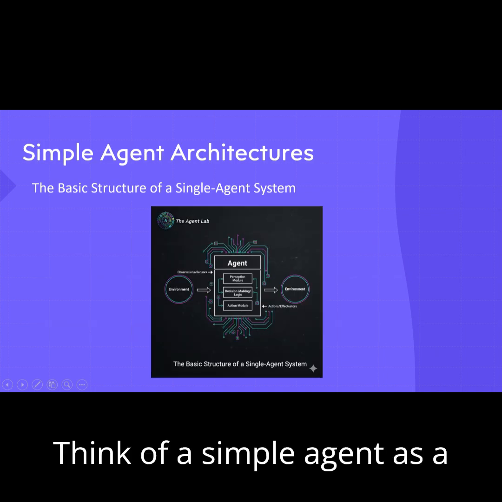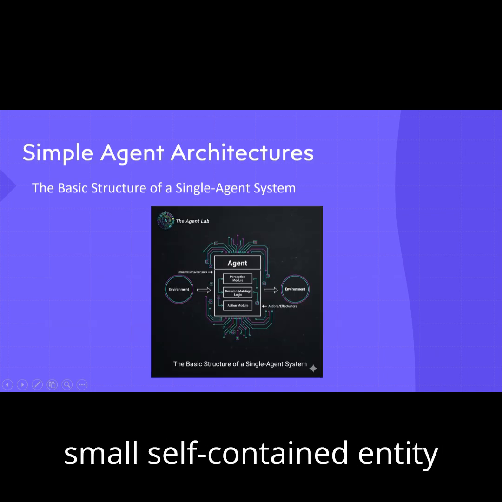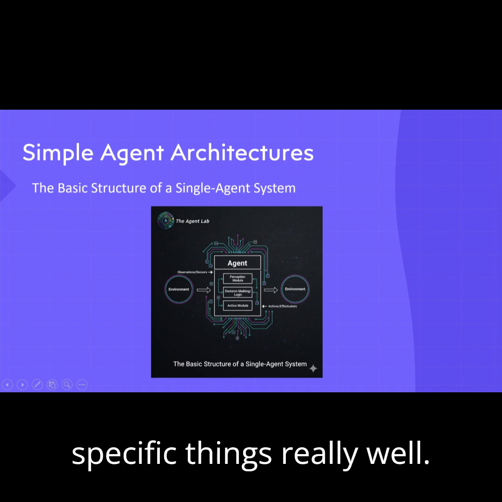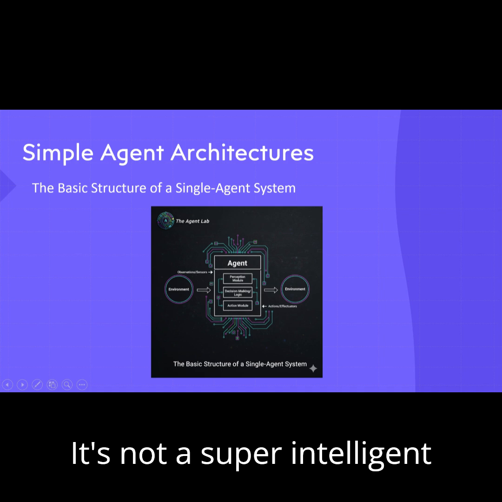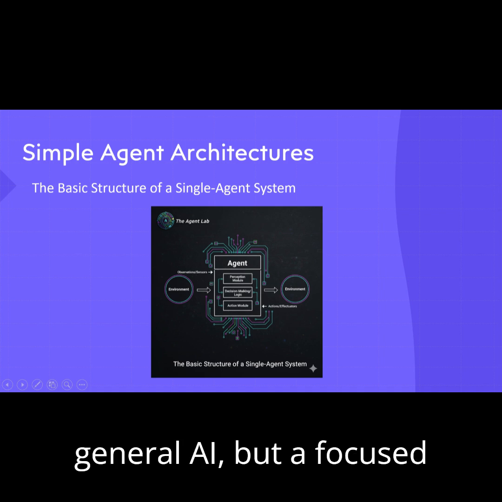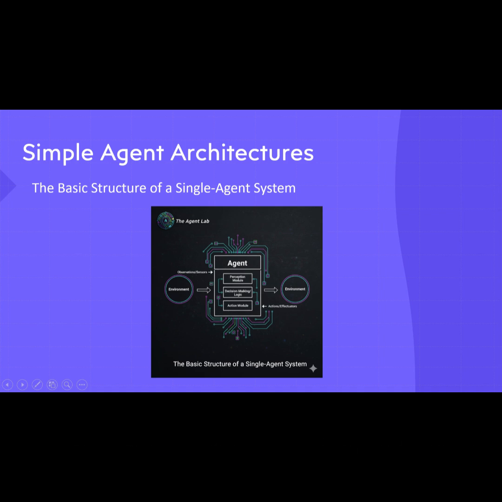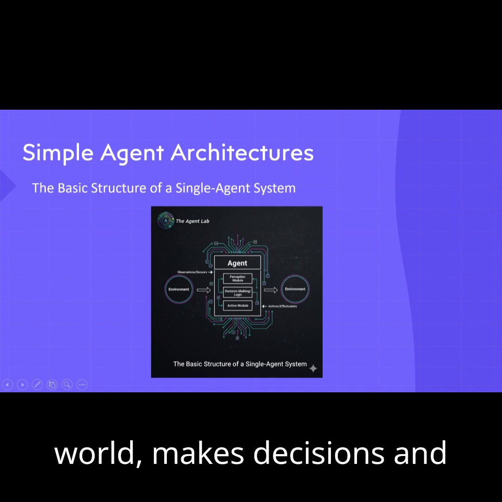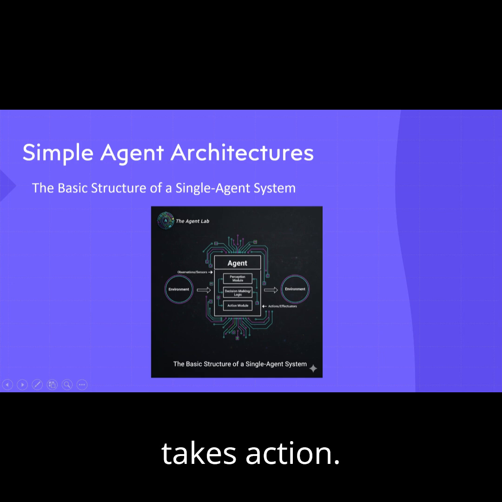Think of a simple agent as a small, self-contained entity designed to do one or a few specific things really well. It's not a super intelligent general AI, but a focused problem solver. Understanding its basic architecture helps us grasp how it perceives its world, makes decisions, and takes action.